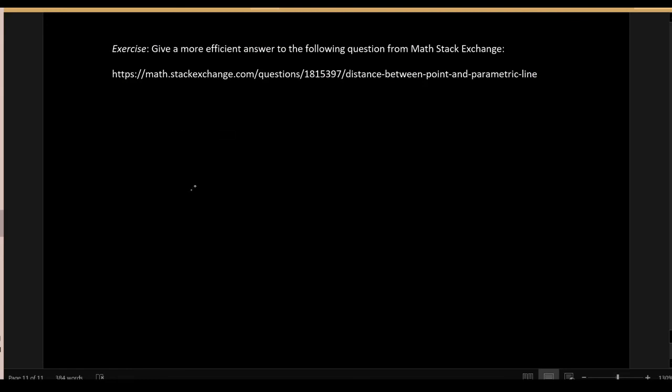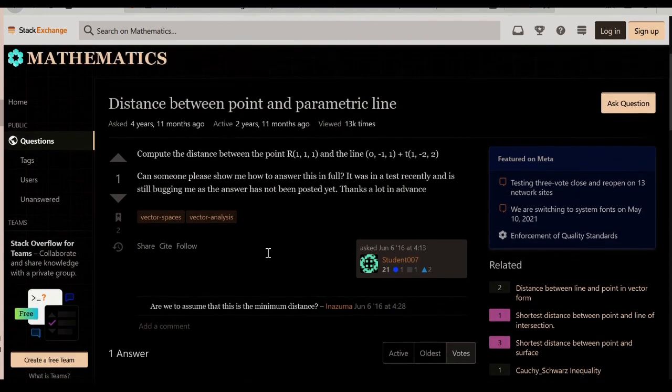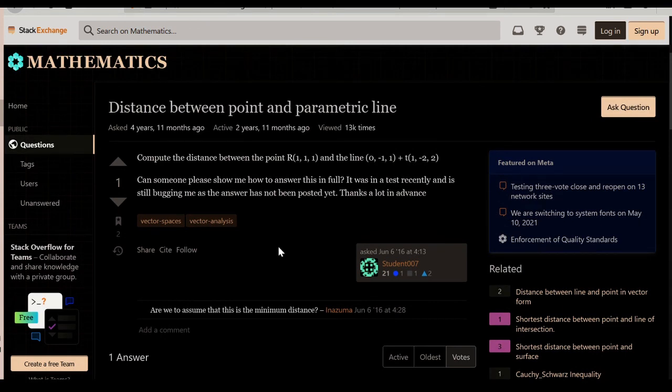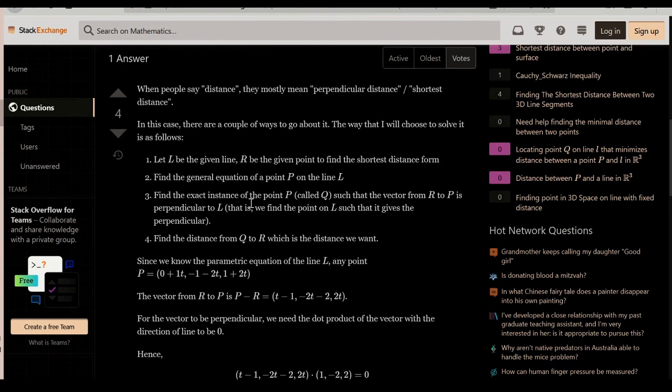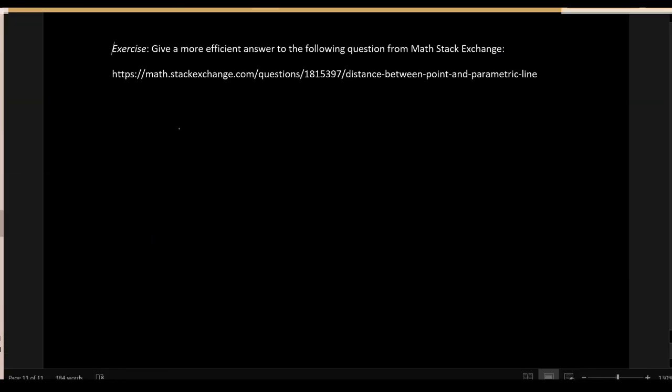So I went out to Math Stack Exchange, found a question about a parametrically defined line and the distance from that line to a point. So here's the problem on Math Stack Exchange. The student is trying to find the distance between a point 1, 1, 1 and the line passing through the point 0, negative 1, 1, and with a direction vector of 1, minus 2, 2. So here is the only and thus the accepted answer. Seems a little bit involved, but it is a very intuitive answer.